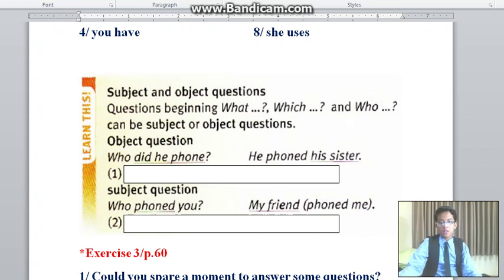Now, I have already told you the grammar part to be clear. During the break, you will find two examples in the dialogue in exercise number one: one object question and one subject question. Later, after this part, I will be back and correct the answers to exercise number two. Don't go anywhere. We'll be right back.